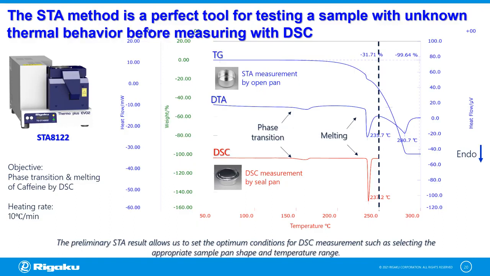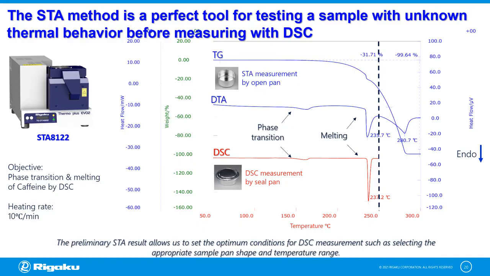The blue curve shows the STA measurement result. It reveals an endothermic peak at 160 degrees centigrade due to phase transition and another endothermic peak at 236 degrees centigrade due to melting. It is followed by evaporation at 281 degrees centigrade. However, the TG curve shows that mass loss was initially observed from 170 degrees centigrade and that after the melting peak at 250 degrees centigrade, the mass loss is nearly 32%.